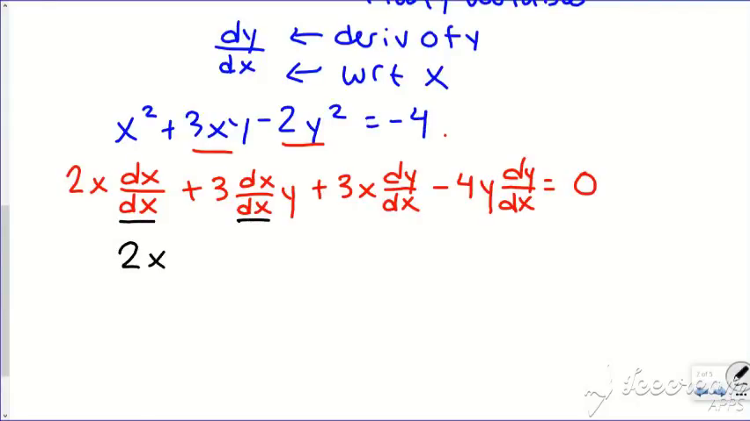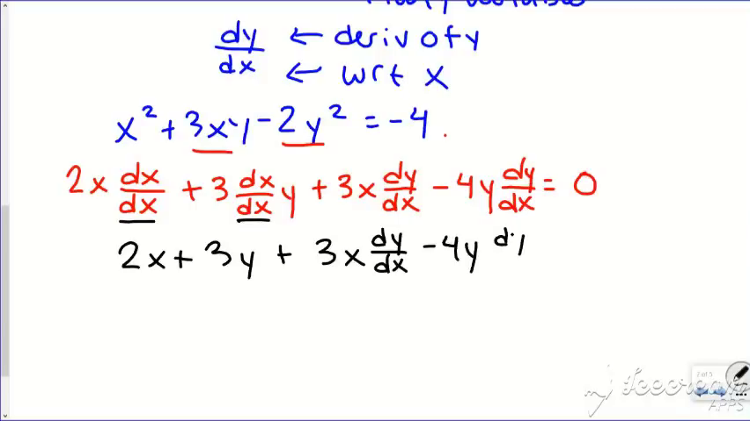So I'm going to have 2x plus 3y plus, well, dy/dx is not 1, because there's a different top and a different bottom. So plus 3x dy/dx minus 4y dy/dx, still equal to 0. Okay, so I simplified. Now I want to isolate these terms so I can factor out that dy/dx.